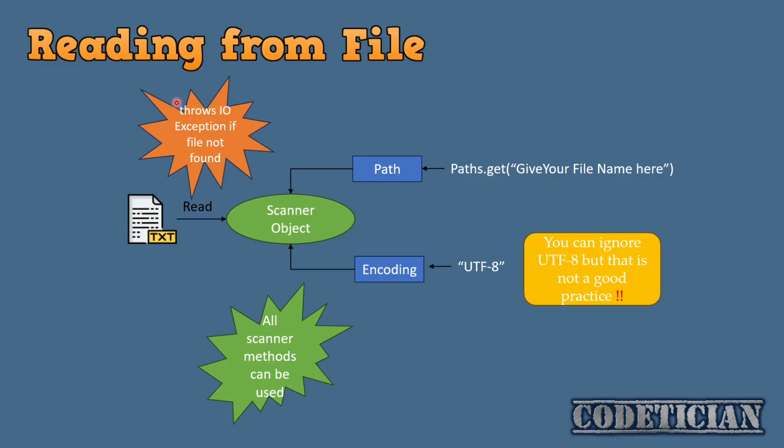So to read from a file using Java, you need to create a Scanner object. How can you create a Scanner object? By giving the path of the file that you are going to read. And how can you get that path? You can use this Paths.get method, which takes as input the relative path of the file corresponding to a directory. How you can get that directory, we will see in the next slide.